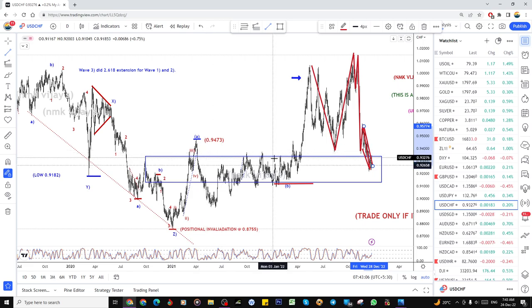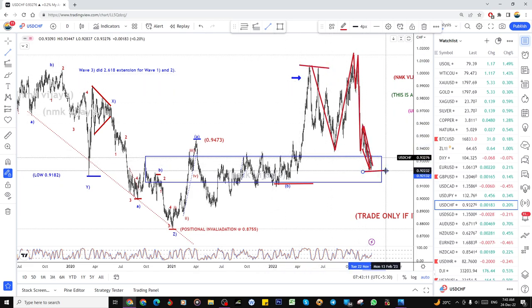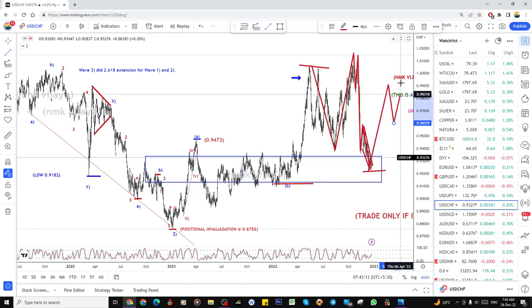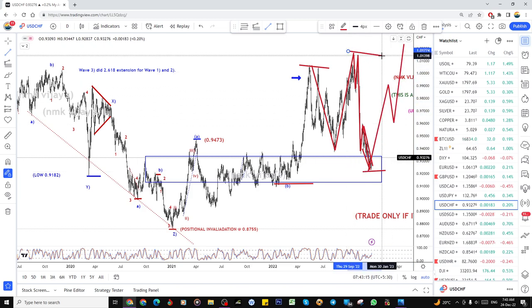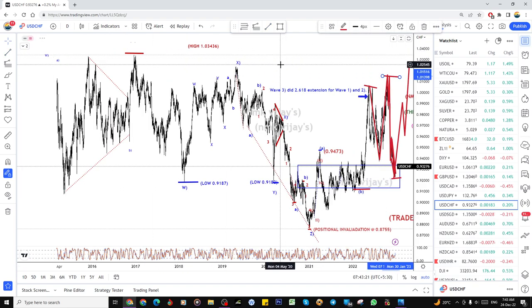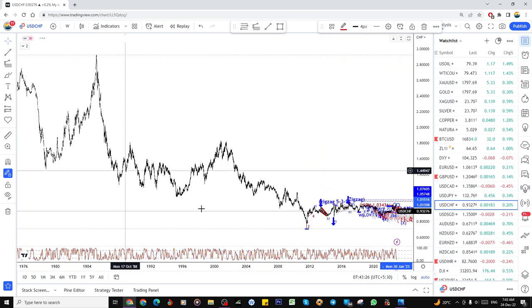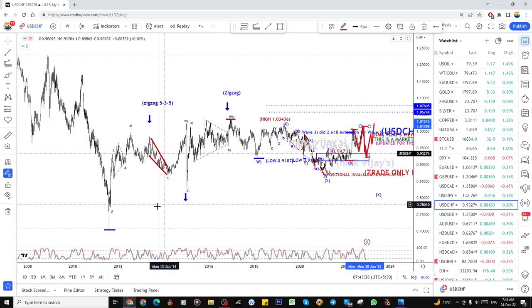So this is the ABC, so this is the W, and this is the X, and one more A, B and C to break this high. Whether it is going to break this high or not is not so important. But the bigger picture remains the same. Whether it is going to hit that high is also possible, and beyond the bigger fourth wave.